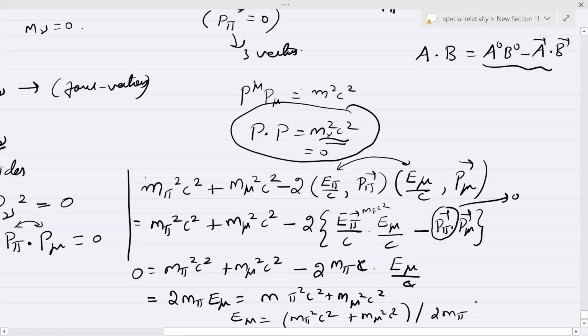On squaring we made use of the fact that p nu square for a massless particle, the 4 momentum square, is 0. And why did we write it in this form? Now I'll tell you why. We knew that p pi is 0, we knew that initially this is equal to 0. Now by combining it in this form, we were able to eliminate this p mu vector, which is an unknown, because p pi vector is 0. That's the reason why.